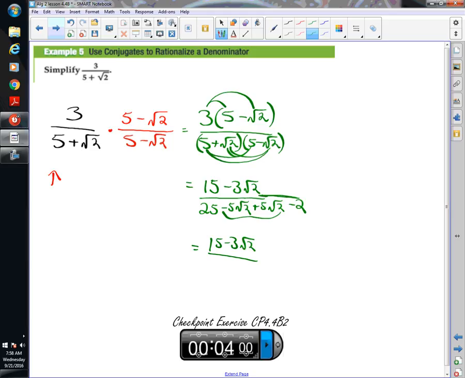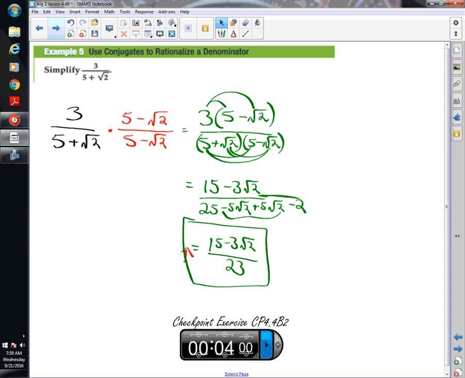Now, if I could at some point reduce something out of all the coefficients and all the terms, what I'm saying here is that if 15, 3, and 23 shared a common factor, I would reduce it out of this fraction to make a completely simplified expression. But this one cannot be reduced.